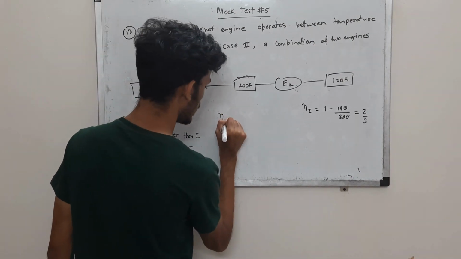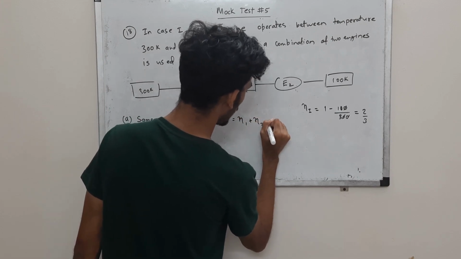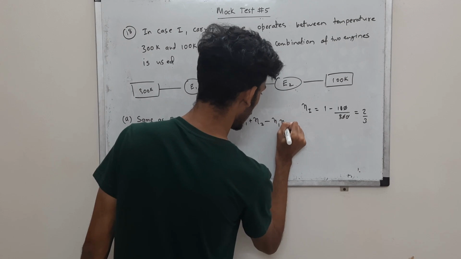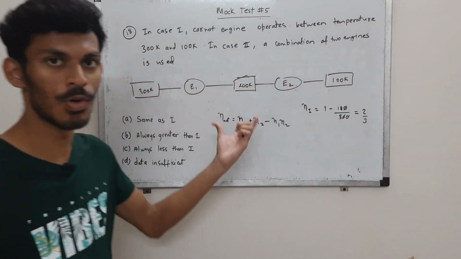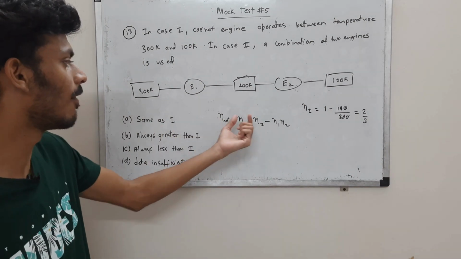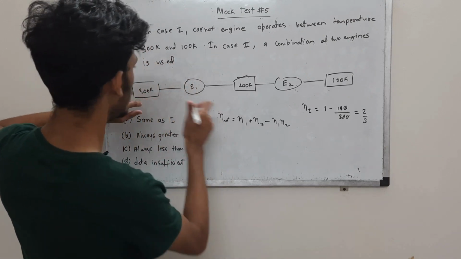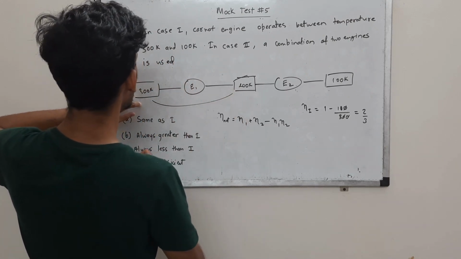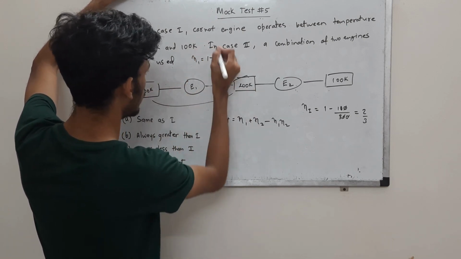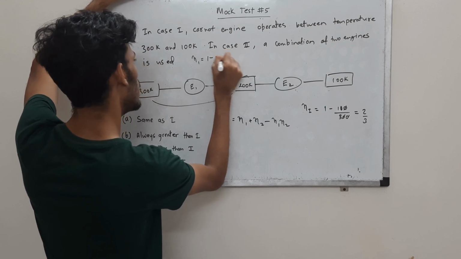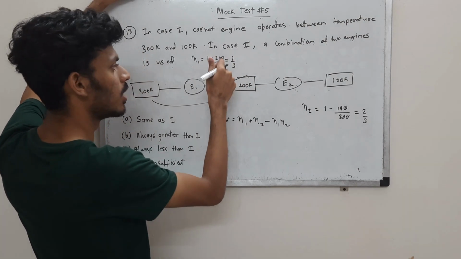Now in the second case we have a combination. In case of combination, the formula is simple. If you have two engines, it is eta 1 plus eta 2 minus eta 1 times eta 2. Now this is derivable, but I would recommend that you remember this for two engines. Now eta 1 is the efficiency of this engine working between these two temperatures. So eta 1 will be 1 minus T2 by T1. T2 is 200, T1 is 300. So 1 minus 2/3 is 1/3.